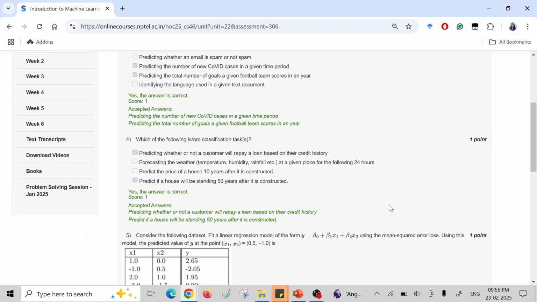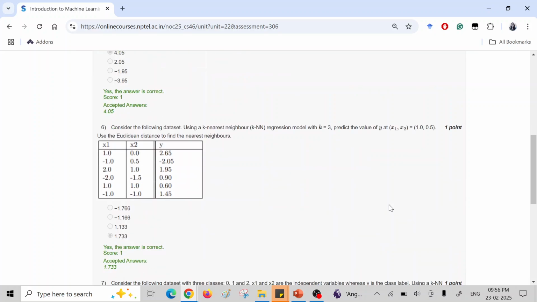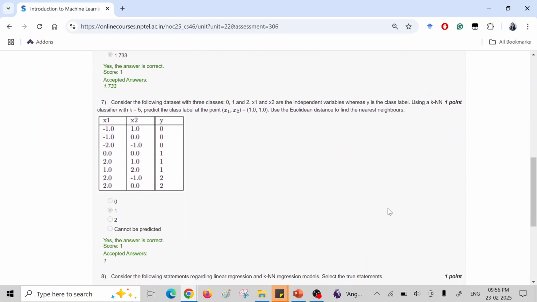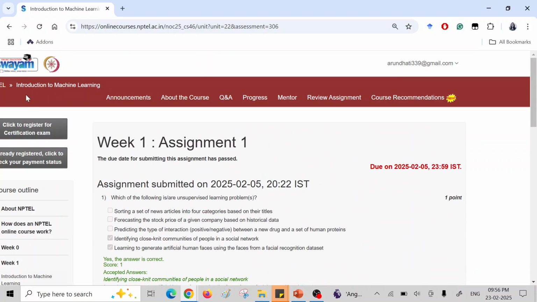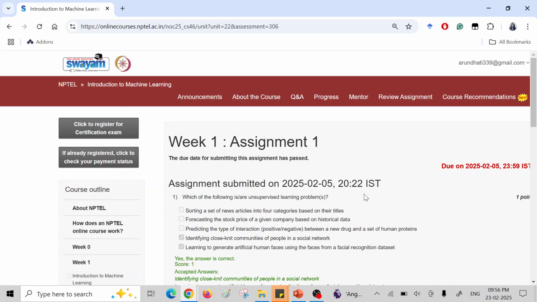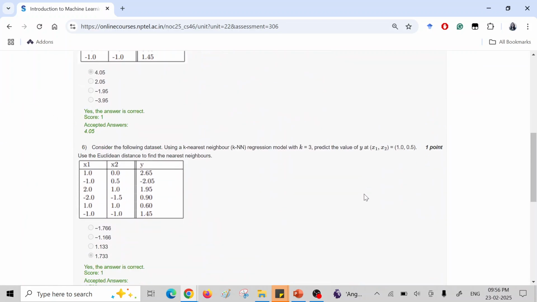Hello everyone. So today we are going to discuss this one numerical using the k nearest neighbor classifier. This numerical is given in the course Introduction to Machine Learning by NPTEL from the week 1 assignment.